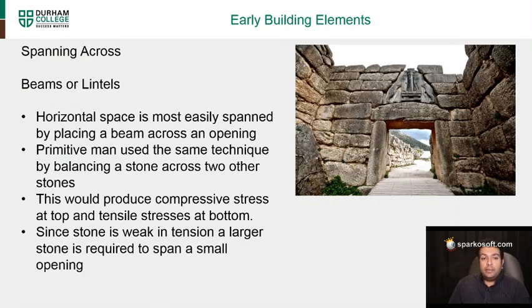Spanning across, so beams or lintels. Horizontal spaces are most easily spanned by placing a beam across an opening. So by placing a beam, like here, you can span an opening. Primitive men used the same technique by balancing a stone across two other stones. You need two stones, and you have to make sure these stones are big enough or stable enough to take the weight of the beam on top. This would produce compressive stresses at the top and tensile stresses at the bottom. Since stone is weak in tension, a large stone is required to span a small opening. So for a small opening like this, you need big rocks because of the tensile stresses at the bottom.